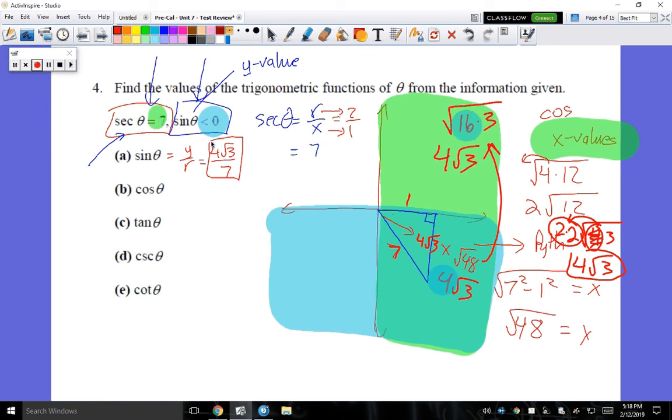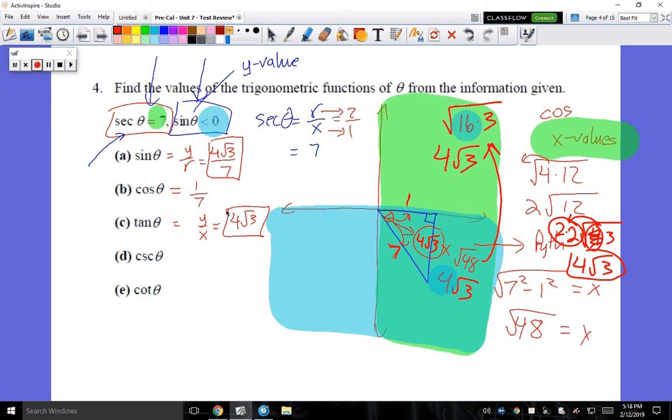Because again, remember, theta is that angle from the origin. So the cosine is going to be the x value over r, which in this case is going to be a positive 1/7. Because remember, r is always positive, always. The tangent is y over x, and I'm looking at the y value of 4 root 3 over the x value of 1. You can write 1, but it isn't needed, so you could just write 4 root 3.